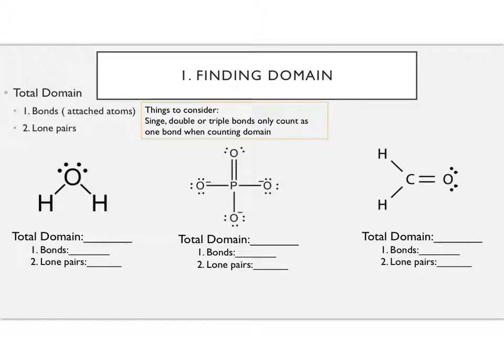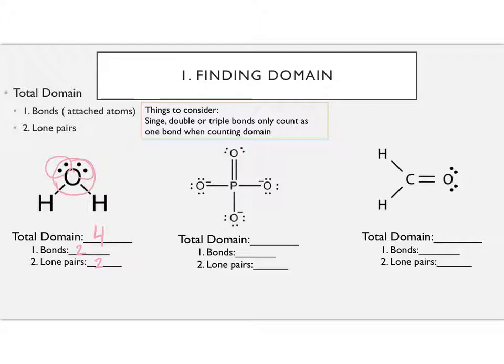So we want to figure out how many total domains we have. The first thing that we're going to look at is our bonds. We always want to look at our central atom. Our central atom in this case is here. You can see that water has two bonds, each bonded to a hydrogen, and it also has two lone pairs. So our total domain is going to be 4.